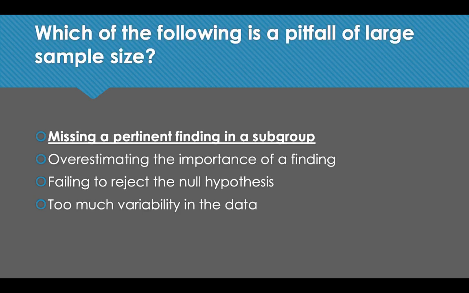Next one, which of the following is a pitfall of large sample size? When you choose a population to study and you have a large sample size, our correct answer is missing a pertinent finding in a subgroup. Sometimes you'll have subgroups within that large sample, and there will be findings of the study that are specific to that subgroup, but are very pertinent to your study. But with a big sample, you're not focusing on those subgroups. So that is your potential problem with a large sample size.